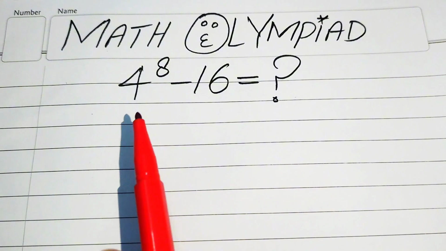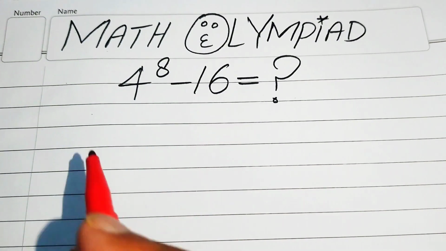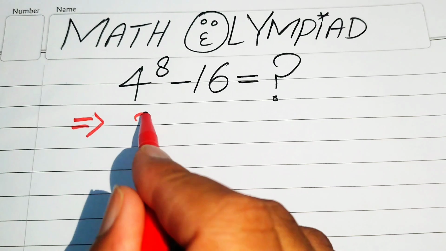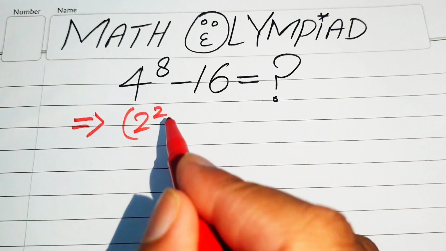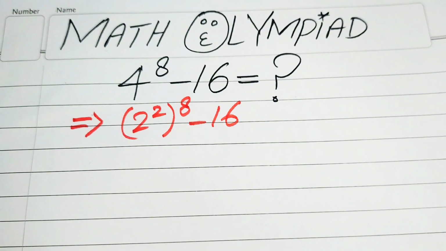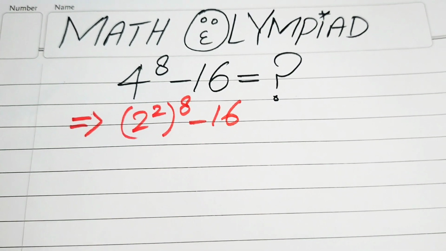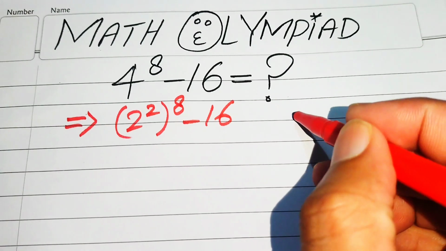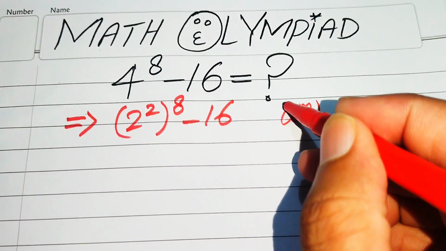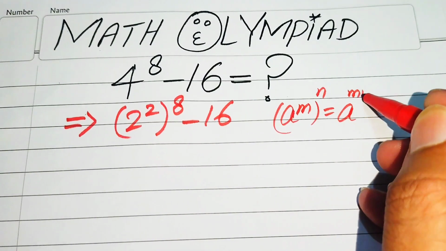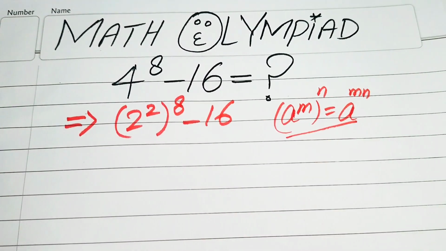We convert this algebraic expression into the simplified form. Here we have 4 to the power of 8 minus 16, and now we write this base 4 as 2 square and its whole power 8 minus 16. After that we use the nice exponential law: if we have a to the power of m to the power of n, it is equal to a to the power of m times n.